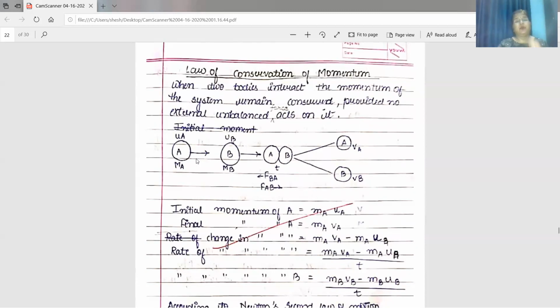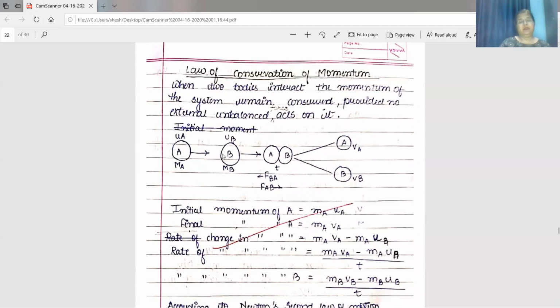Now consider two bodies. Let A and B be the two bodies. Mass of the body A is ma and mass of the body B is mb. Let the initial velocity of A be ua and initial velocity of B be ub. Both are moving in the same direction, right? They are moving along the same line in the same direction, but the velocity ua is more than ub. When the velocity ua is more than ub, what will happen?